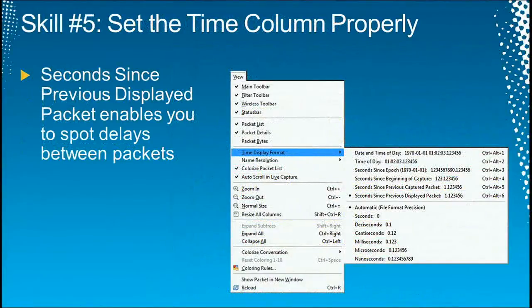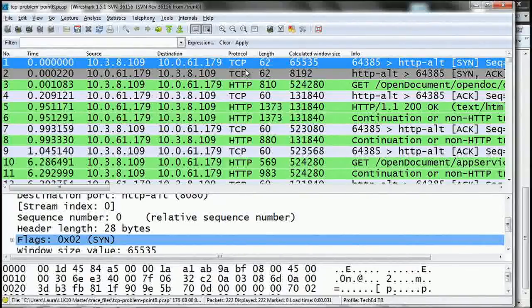Okay, set the time column properly. Always, always, always. I even do this in the default profile at customers. I'll just tell them, just do this in the default. The default setting for Wireshark is to show you when each packet arrived compared to the first packet in the trace file. And I don't care when they arrive compared to the first one. What I want to do is look for large gaps in time.